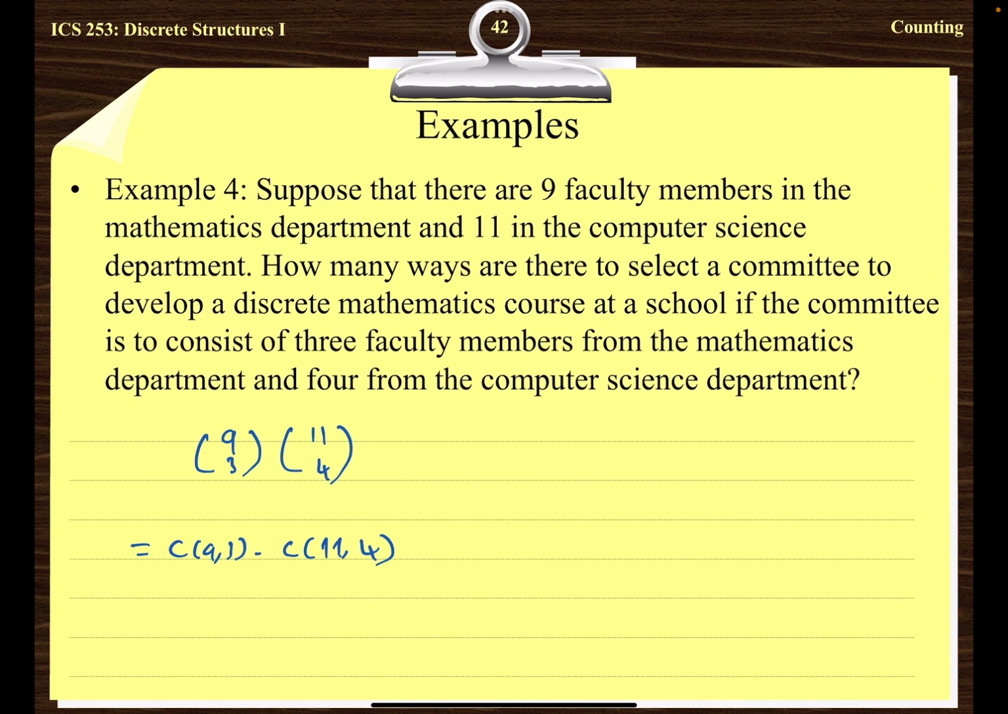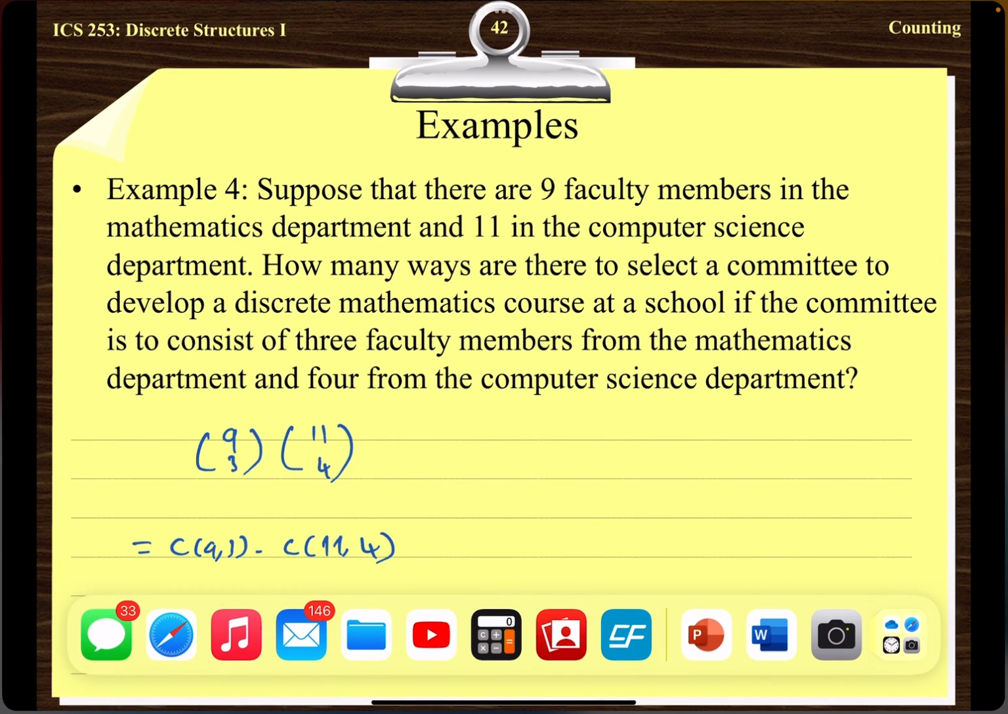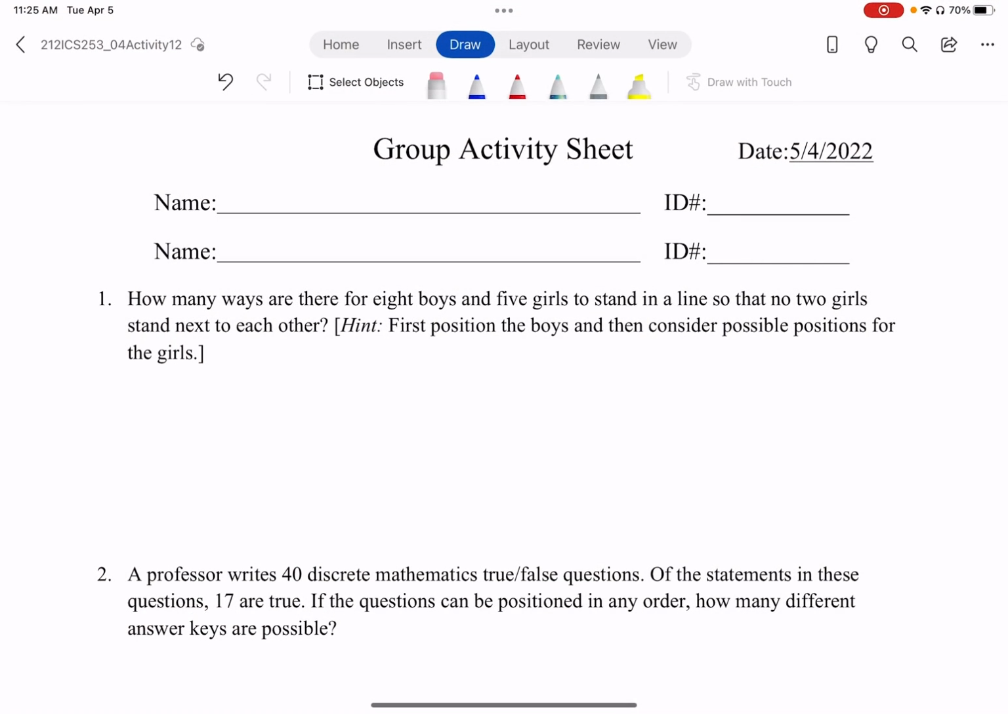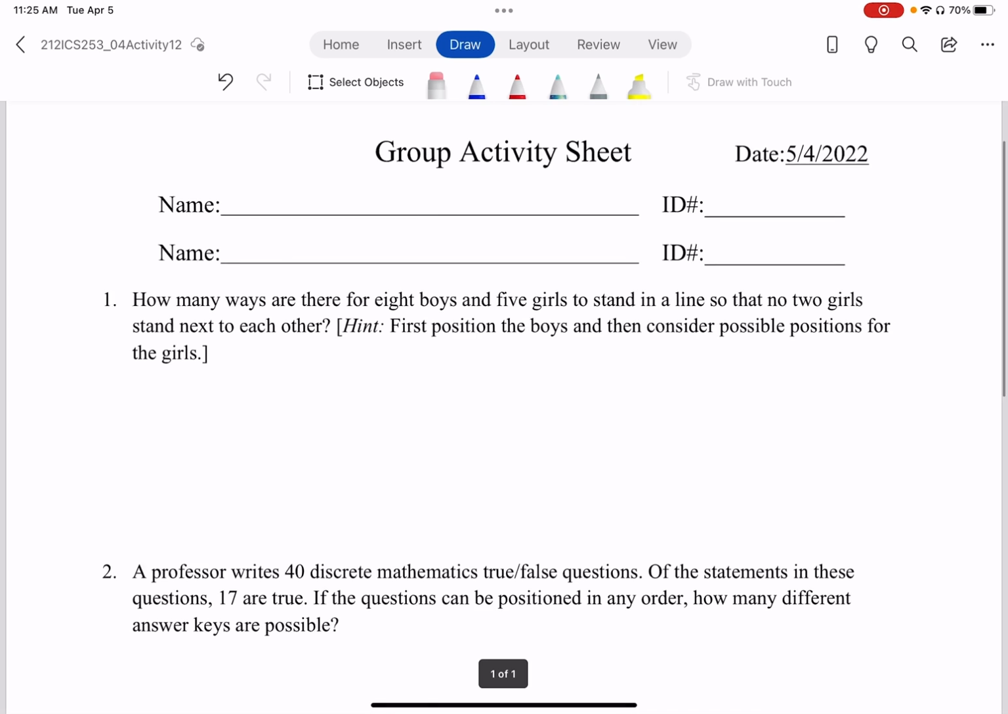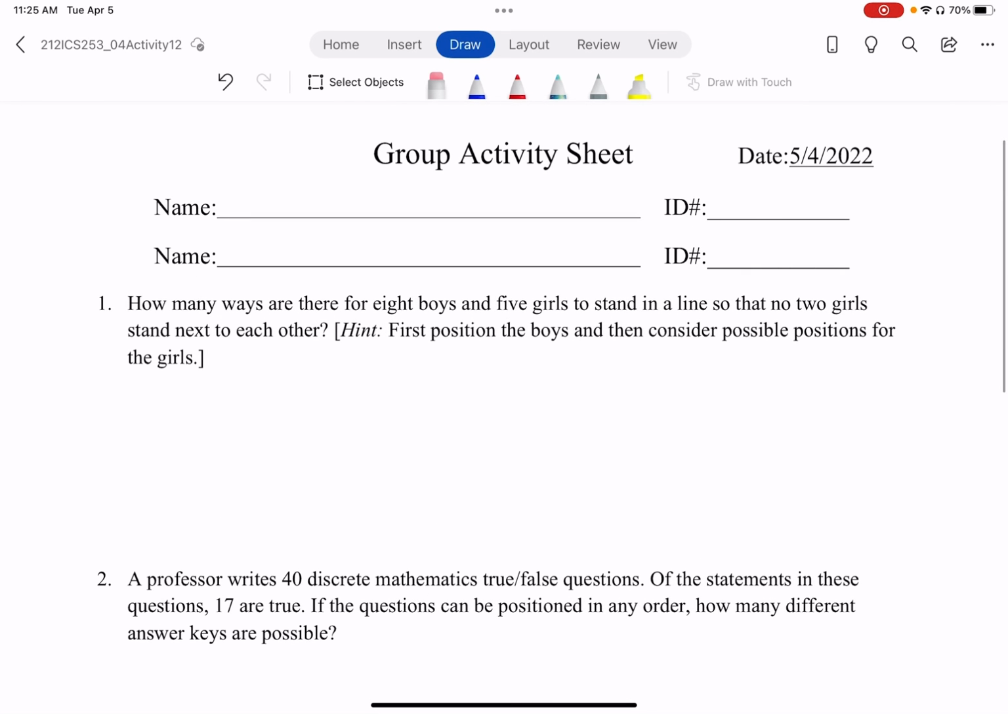Okay, so let's go to the activity. In fact, we can also go here. I don't think that you need the slides. Yeah, here it is. Okay, but let me give you the papers.